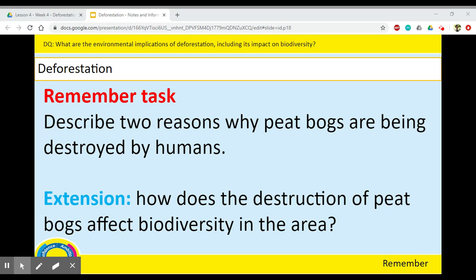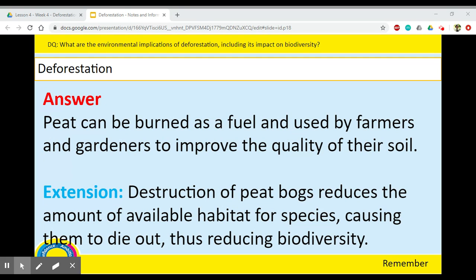Okay, welcome back. So the answers for our remember task. Peat can be burned as fuel to be used by farmers and gardeners to improve the quality of their soil. So you can burn peat and use it as a fuel resource, and you can also use it as a compost to make soil better for growing flowers and crops in.